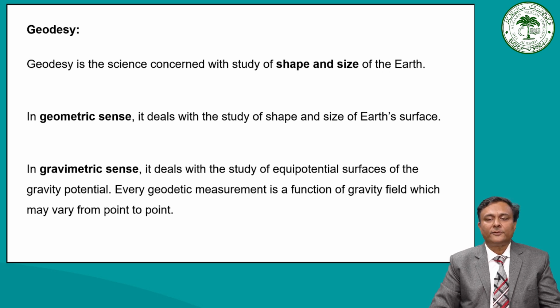So geodesy deals with the measurement and representation of the Earth in geometrical and gravimetrical sense. In geometric sense, it deals with the study of shape and size of Earth's surface. In gravimetric sense, it deals with the study of equipotential surfaces of the Earth's gravity potential. Every geodetic measurement is a function of the gravity field, which may vary from point to point.